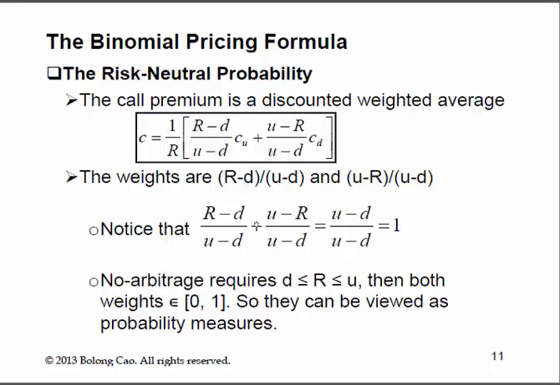And what we can notice is that these two weights sum up to 1. They exactly sum up to 1 because the risk-free rate cancels out and you get the up-down proportion distance over the up-down proportion distance. So that's exactly 1.